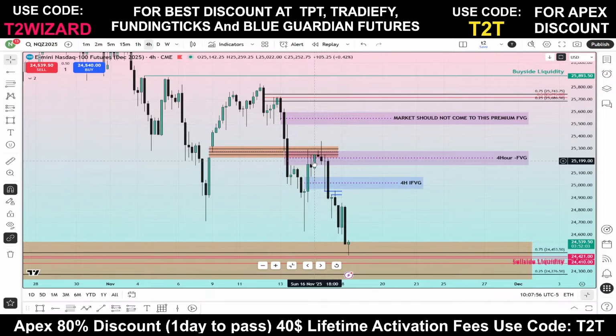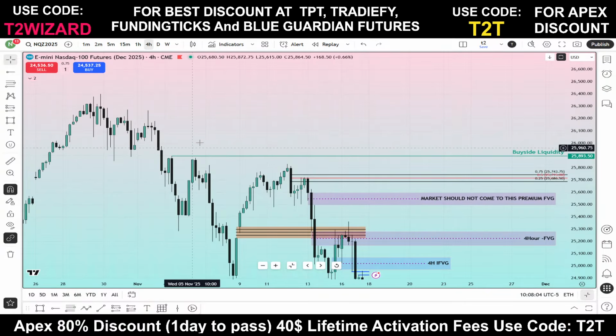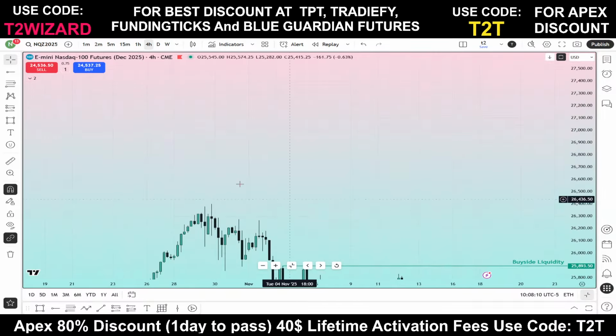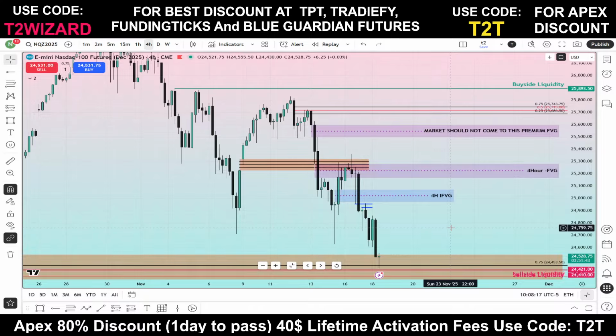This market doesn't have the power to come over here. If it comes here, it means this market is going to take that buy side liquidity. That means it is going to trade that daily fair value gap that I wanted to see. It is not coming to that gap. If it comes to that gap, it means it is going to make a new all-time high. But see how I'm connecting the dots over here.